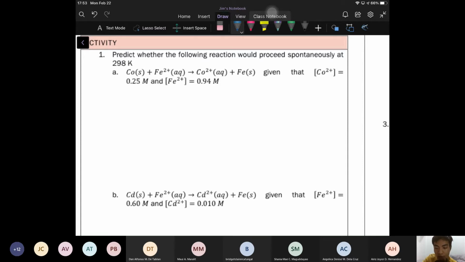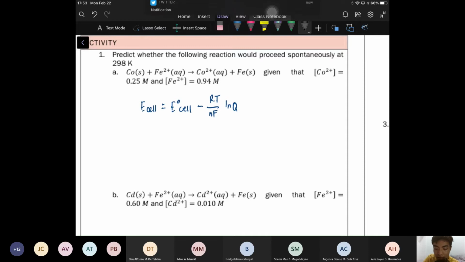itong Nernst equation. So, ano yung Nernst equation? E cell equals E naught cell minus RT over nF ln Q. Okay? So we can use this equation to determine whether the reaction will still be spontaneous or hindi na. Okay? So when determining kung ito ay spontaneous or di na, alamin natin yung bagong E-cell. Okay? So alamin natin yung E-cell under non-standard condition kasi non-standard na yung ating concentrations eh.